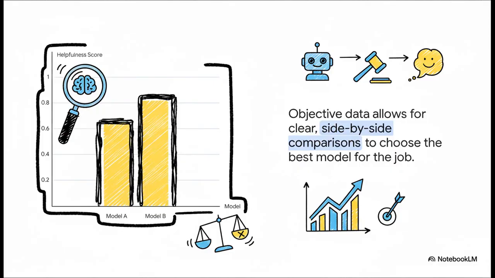And this is where it gets really powerful. A/B testing. You can run two models side by side on the exact same test and get a clear, data-driven winner. Right here, you can see that on helpfulness, Model B is cleaning up with a score of 0.82. This is the kind of objective proof you need to confidently choose which model goes into production.